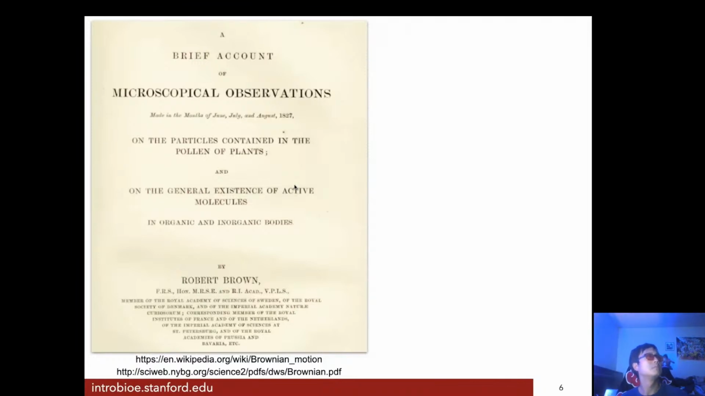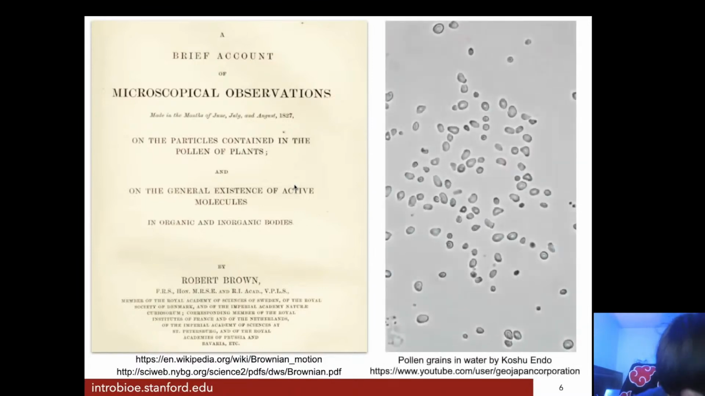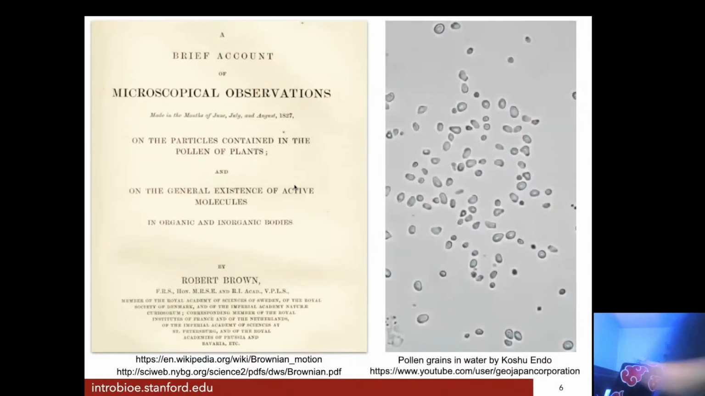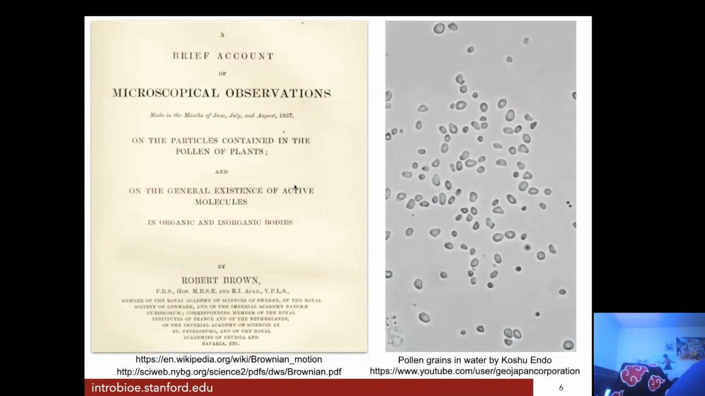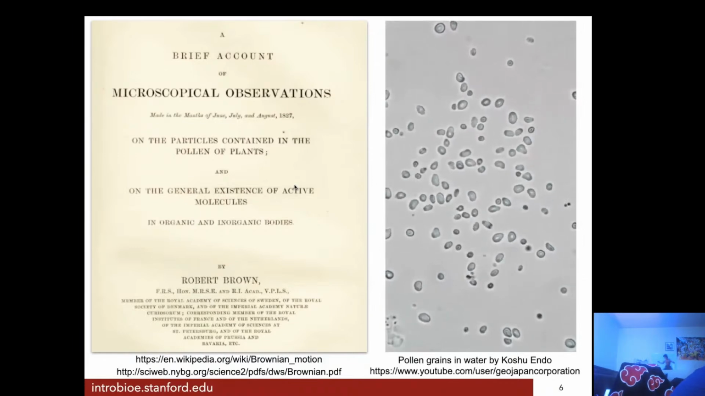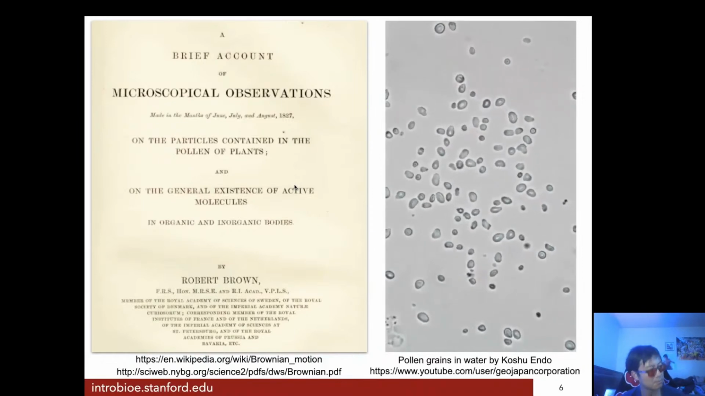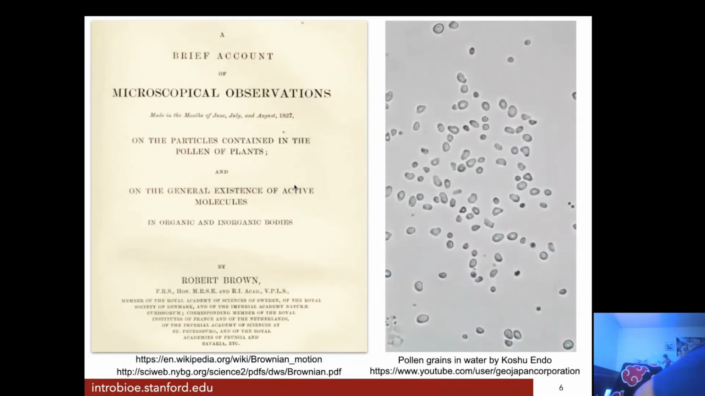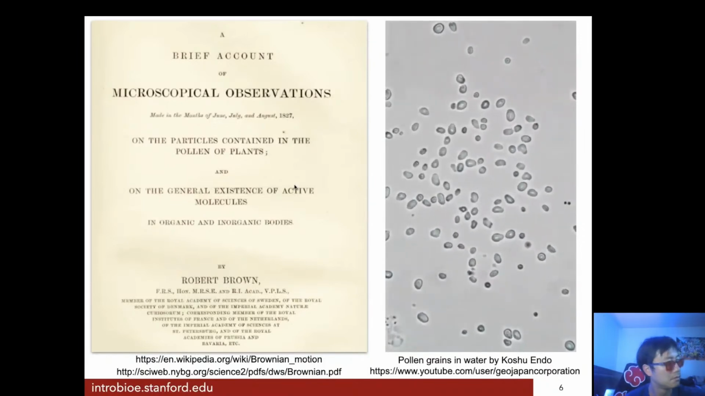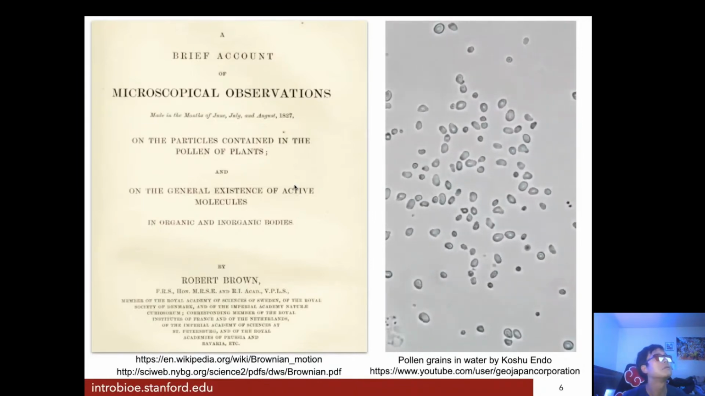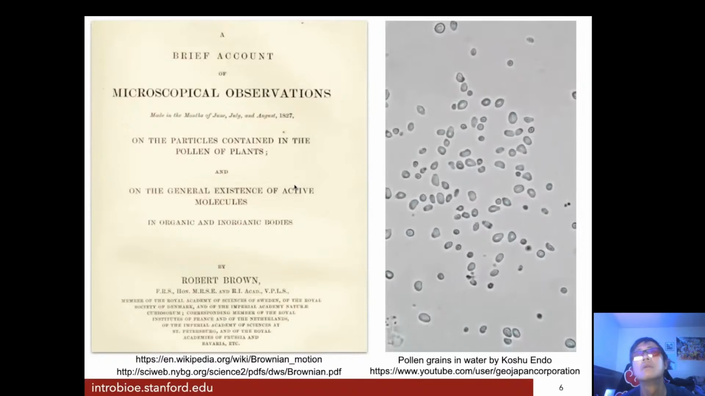And if you looked at objects derived from living systems, like the pollen of plants, he could observe that grains of pollen suspended in liquid just jostle around, are moving around by themselves, seemingly randomly. Maybe this capacity to move around spontaneously is the secret essence underlying life. That there is some life essence within living systems that causes this apparent spontaneous movement.